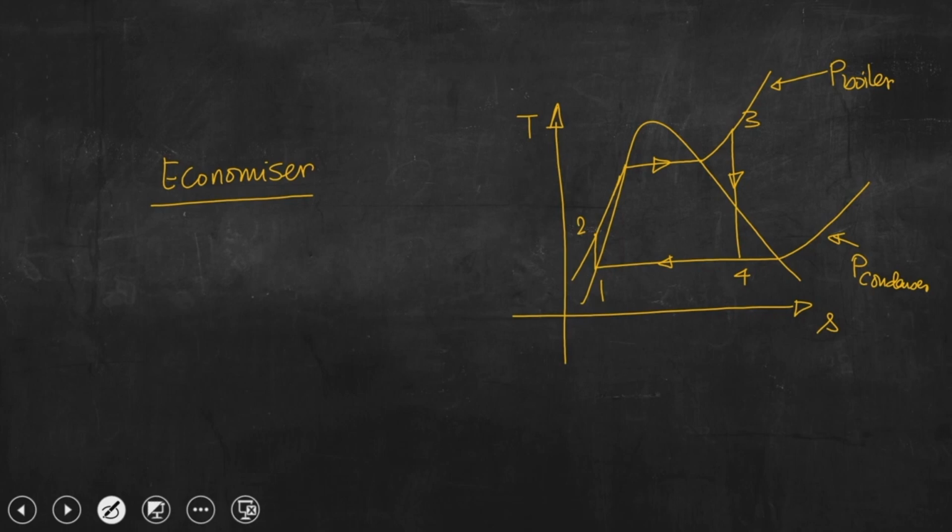Now, if we give the name 2 prime, you can understand T2 and T2 prime. From T2 prime to T2, this amount of sensible heating is required initially. The idea is that we can use the flue gas heat, which would otherwise leave the boiler, to increase the temperature of the feed water, so that this sensible heating amount can be reduced. So, this is sensible heating.